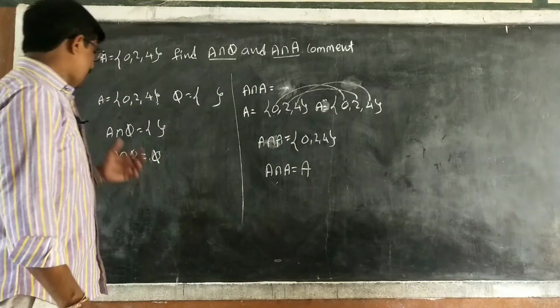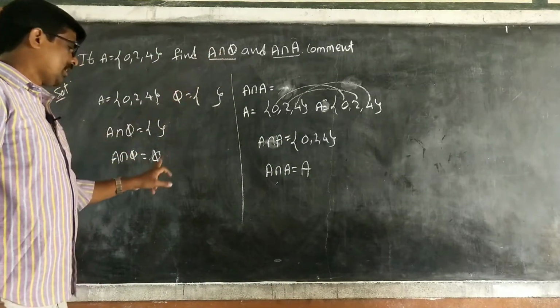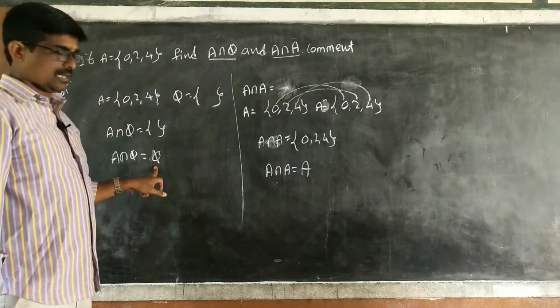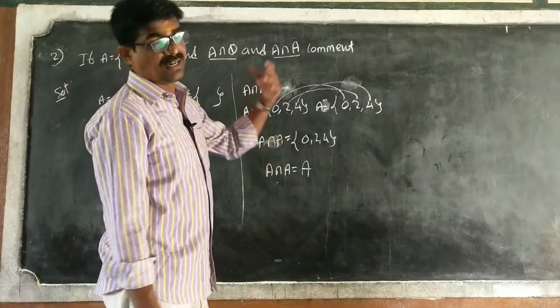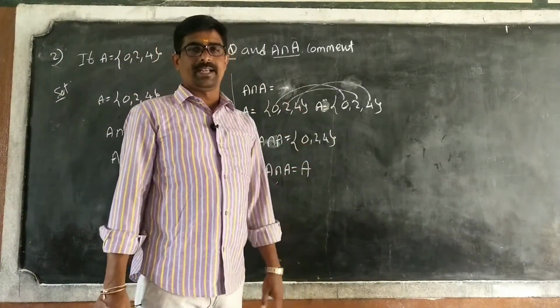So what is the conclusion? Take any set: its intersection with pi, we get the null set only. Intersection of the null set with any set gives the null set only. Intersection of a set with itself gives that set only.